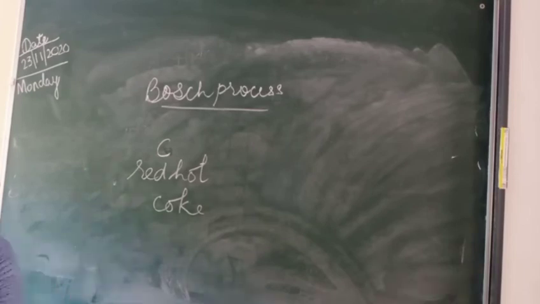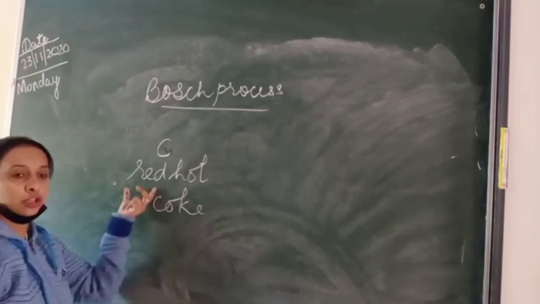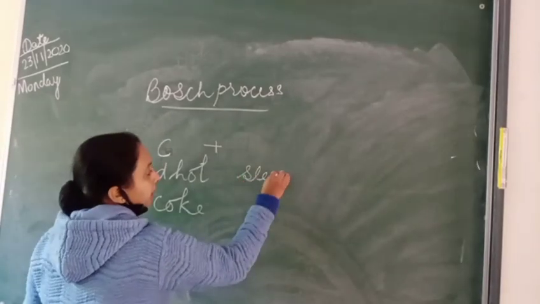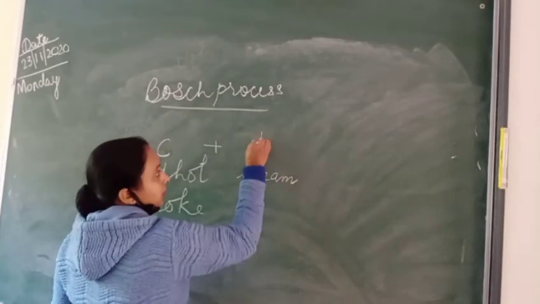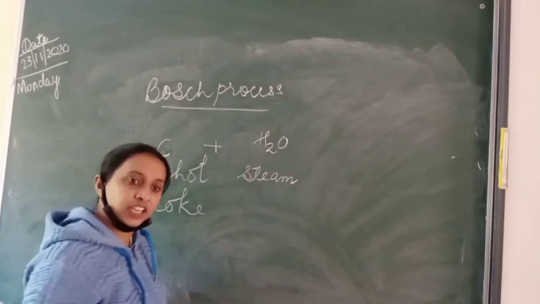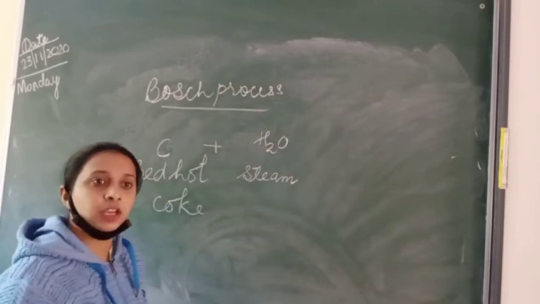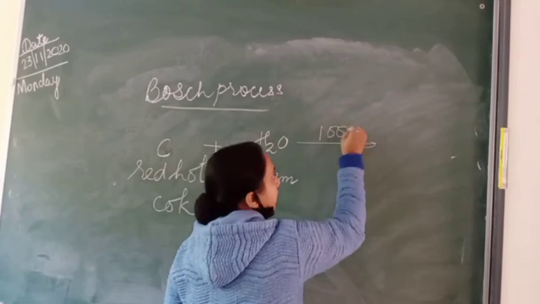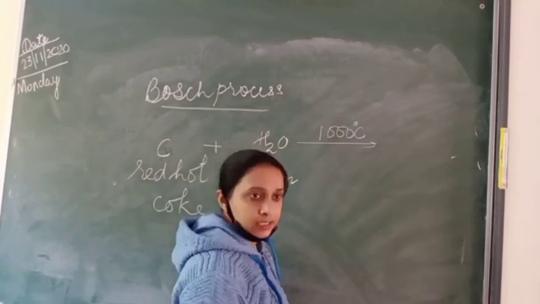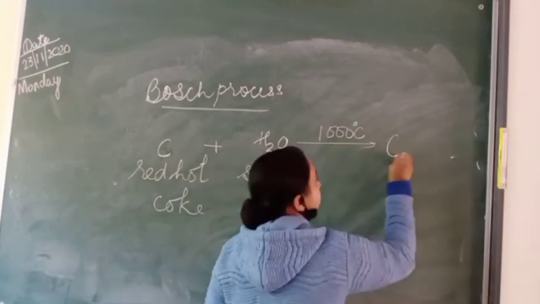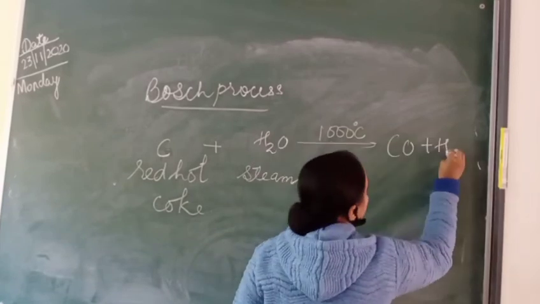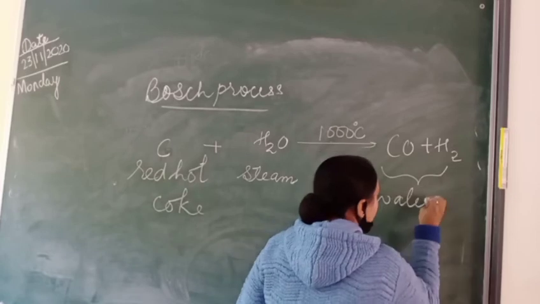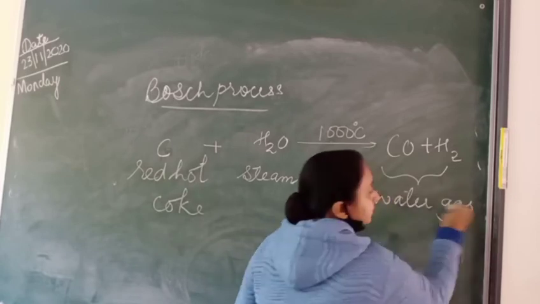It is treated with steam. That is water के gaseous form. Okay, it is treated with steam at 1000 degrees Celsius. At 1000 degrees Celsius, it gives us CO plus H2, a mixture of water gas. This is known as what? Water gas. Are you getting? It is a mixture of carbon monoxide with hydrogen.